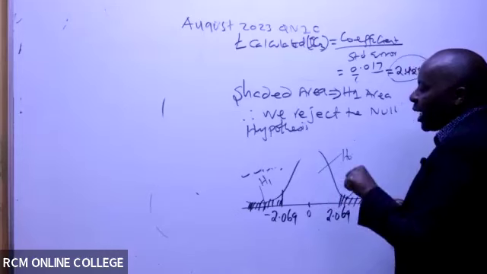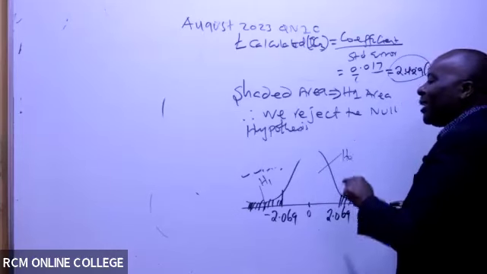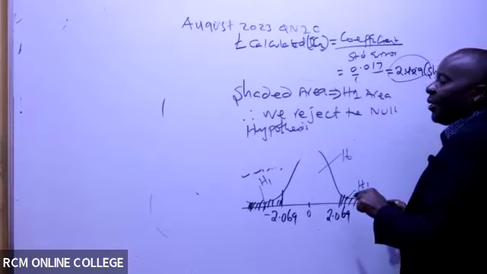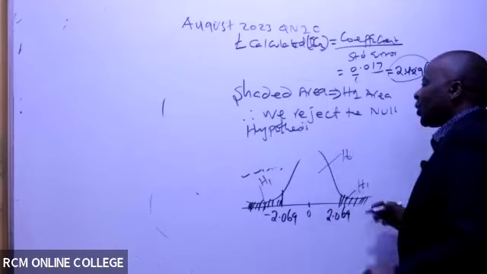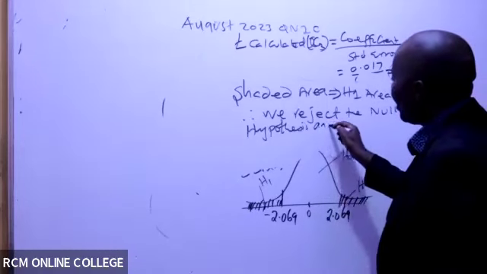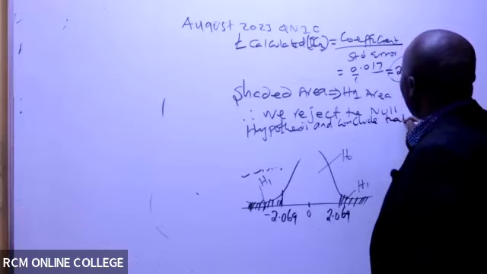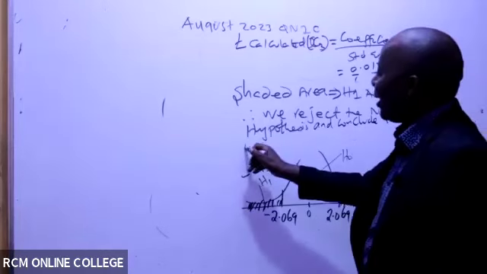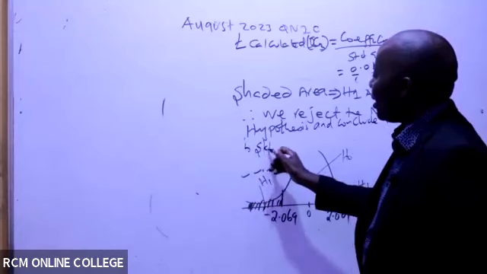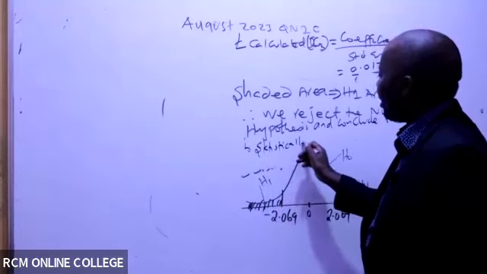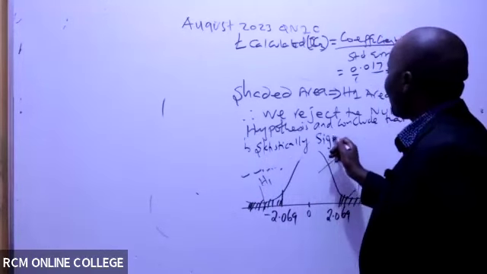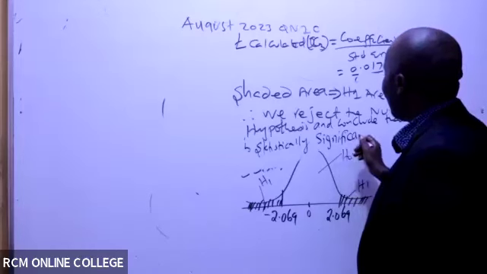And when we reject the null hypothesis, we are saying that this X3 is not useless. So we reject the null hypothesis and conclude that X3 is statistically significant.